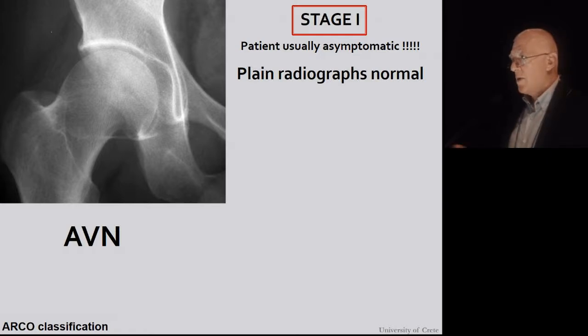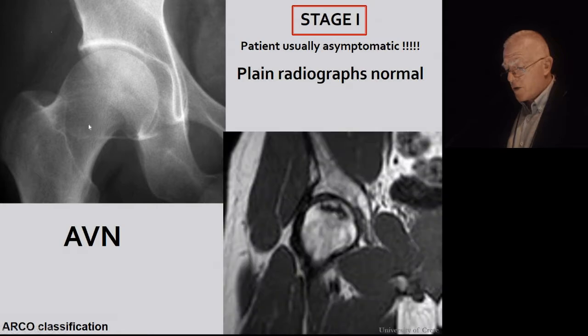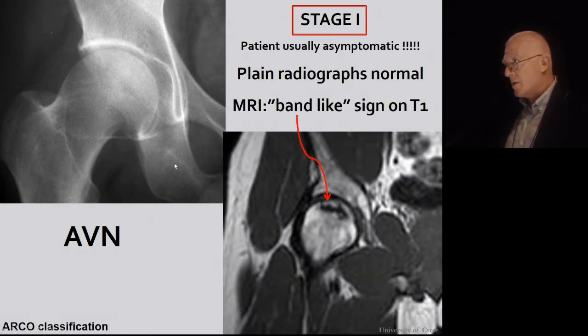Moving now to the avascular necrosis. Avascular necrosis in the early stages is completely asymptomatic. In stage 1, the radiographs are completely normal, and MR imaging shows this band-like zone, the low signal intensity irregular line in the subchondral area, which is pathognomonic for osteonecrosis. There is no edema in these stages.